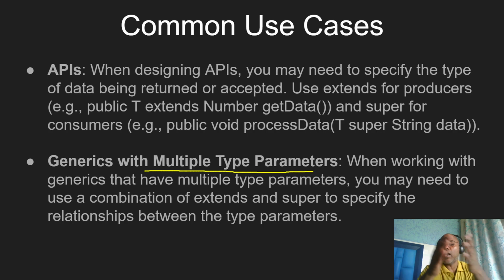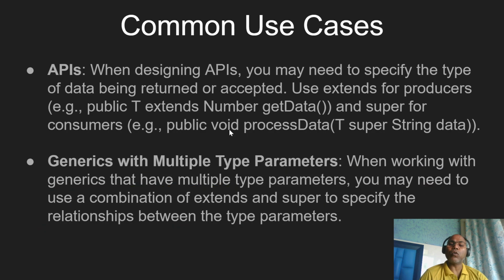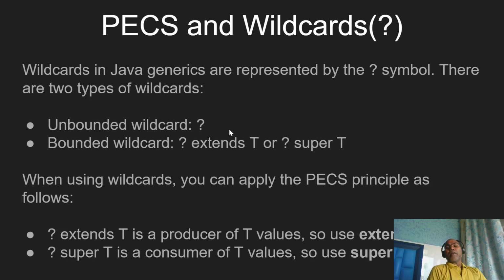Even generics are used with not just a single bounded type, but maybe multiple bounded type parameters. You can use extends as well as super. So sometimes when we work with generics that have multiple parameters, you may need a combination of extends plus super to specify the relationship between the type parameters. In those scenarios also, the PECS principle helps us define the correct relationship between the bounded type parameters.